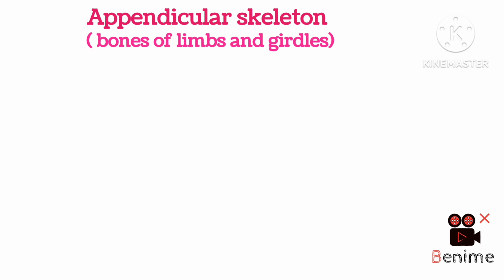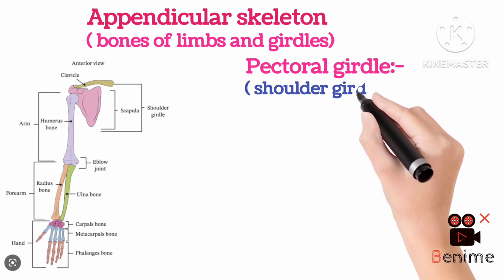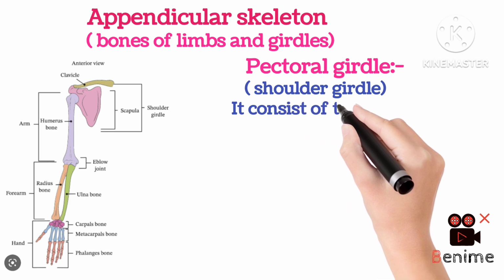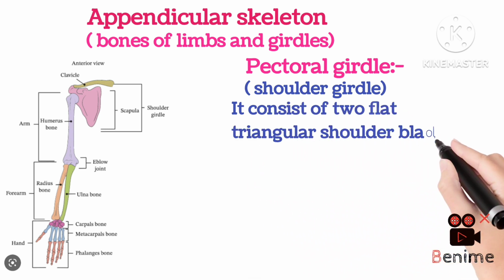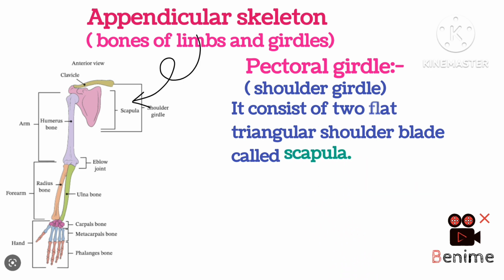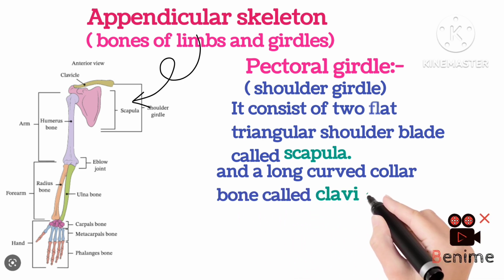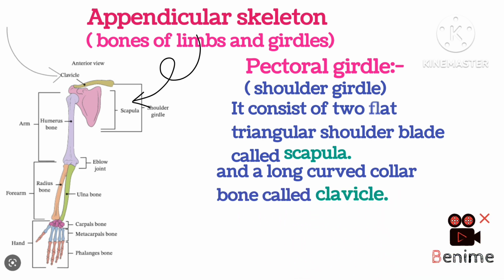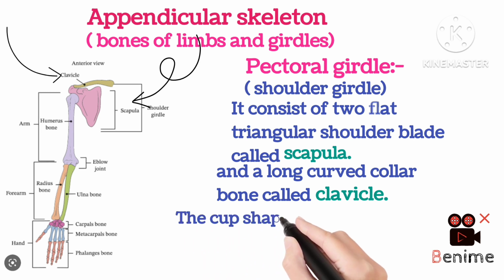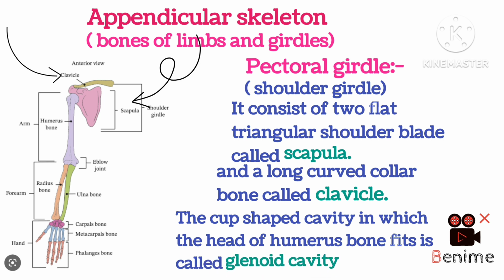Appendicular skeleton consists of bones of limbs and girdles. Pectoral girdle, also known as shoulder girdle. It consists of 2 flat triangular shoulder blades called scapula and a long curved collar bone called clavicle. The cup-shaped cavity in which the head of the humerus bone fits is called glenoid cavity.